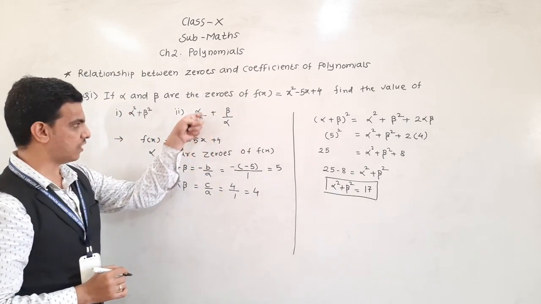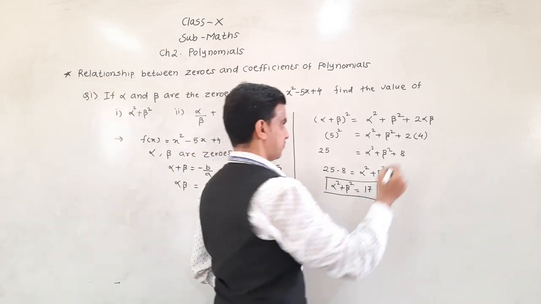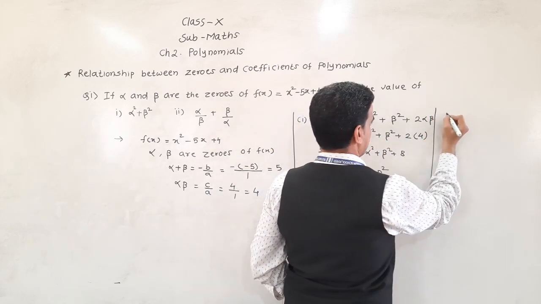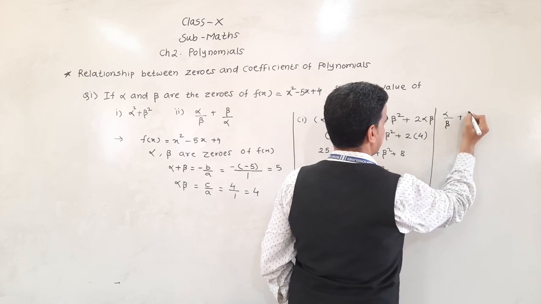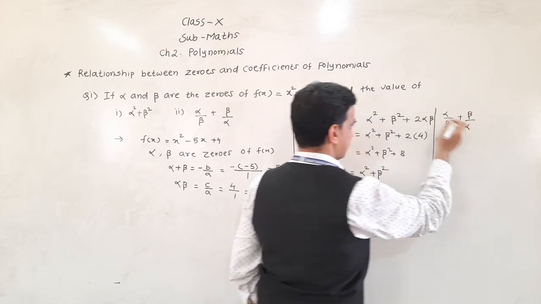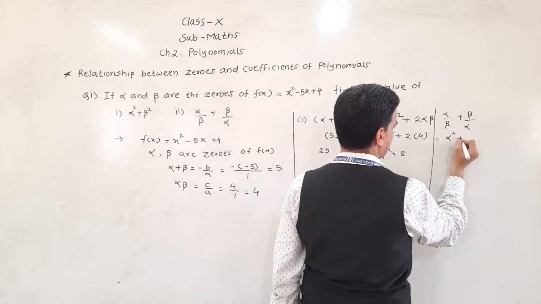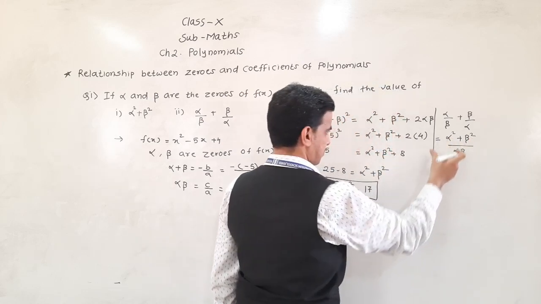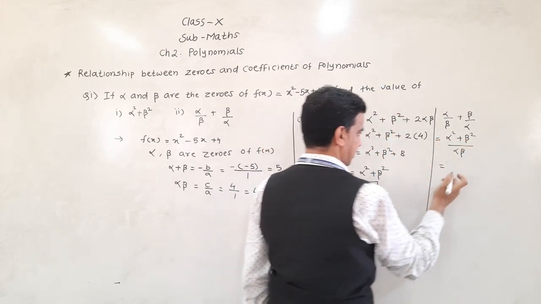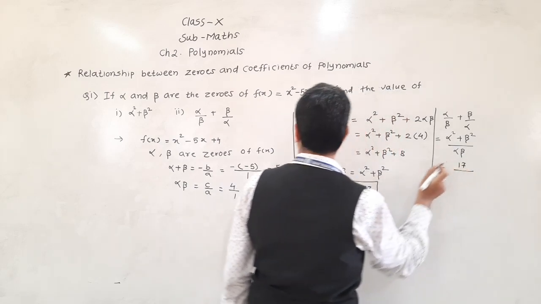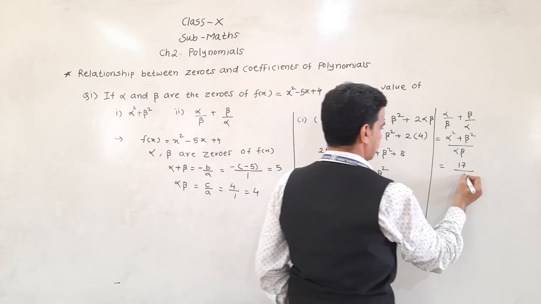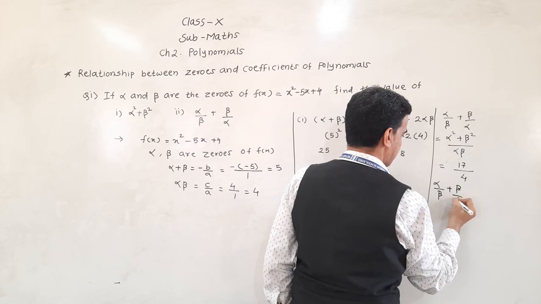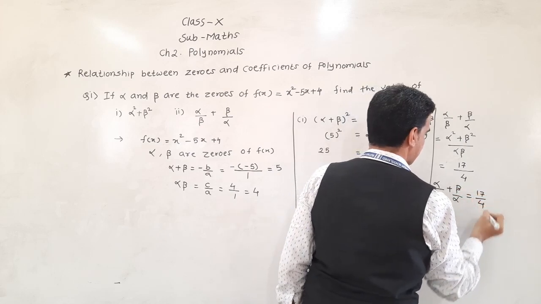Similarly, we have to find the value of alpha by beta plus beta by alpha. First we make the same denominator, that is alpha square plus beta square upon alpha beta. Alpha square plus beta square we have directly, that is 17. So 17 divided by the alpha beta value, which is 4. So alpha by beta plus beta by alpha is equal to 17 by 4.